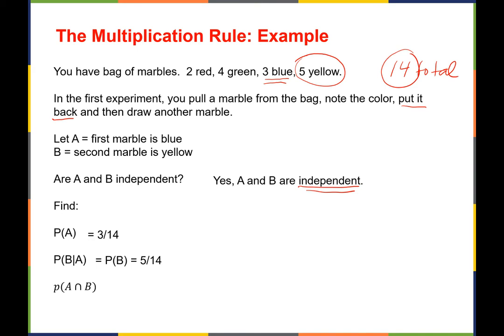Our last one here: what's the probability of A and B? The probability that the first marble is blue and the second marble is yellow. And remember, they're independent. Pause the video, see if you can calculate that.